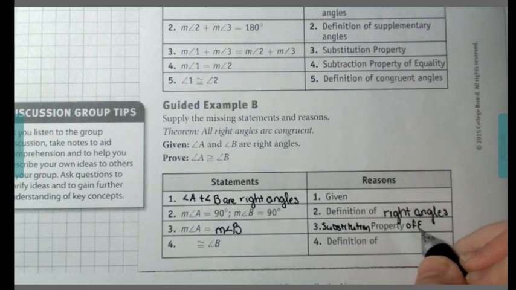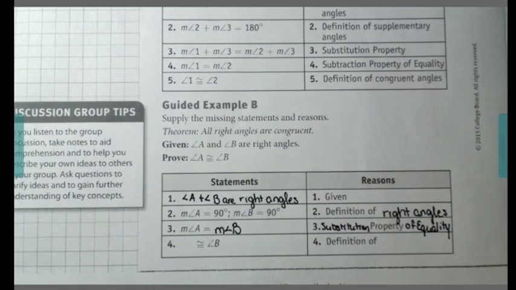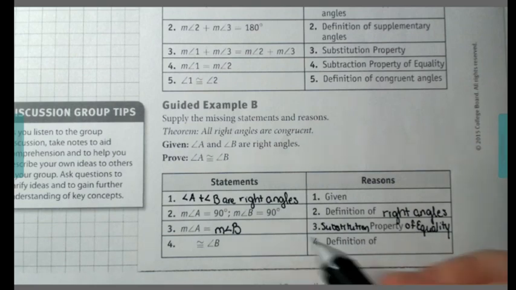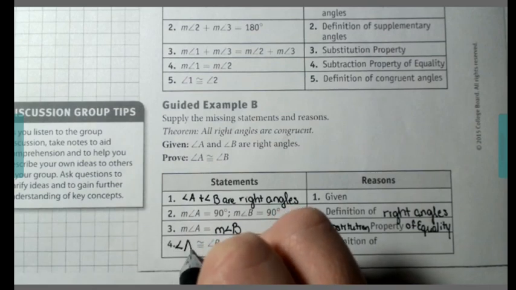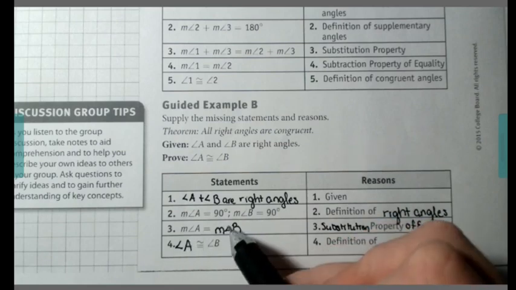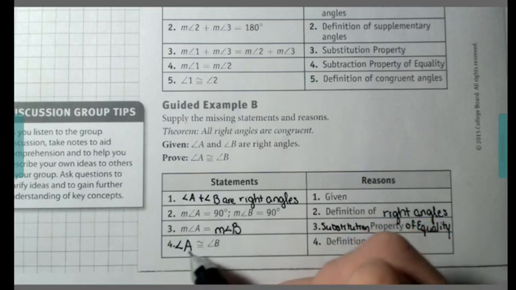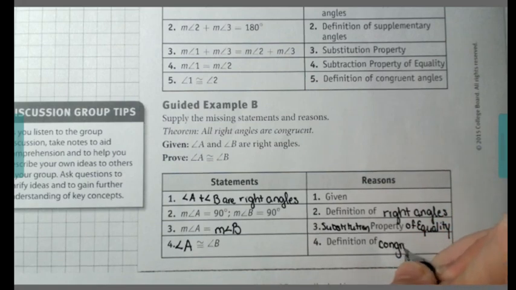Sometimes you'll see it written all out. I'm going to go ahead and add that to it, okay? Lastly, blank congruent angle B and definition of something. Well, it asked us to prove angle A was congruent to angle B. So I'm going to put angle A congruent to angle B. Now, if I know two angle measures are the same, then I can say that their angles are congruent by definition of congruent angles.